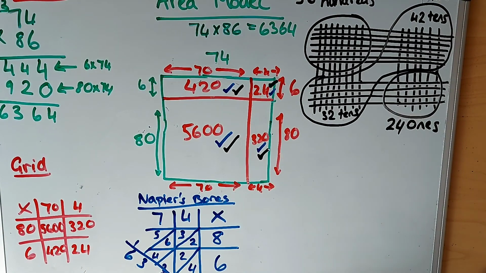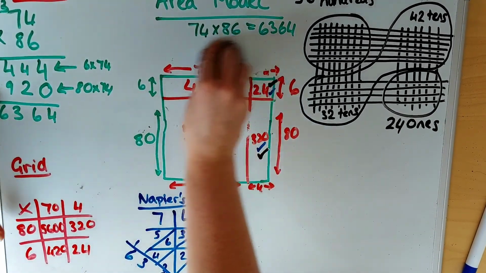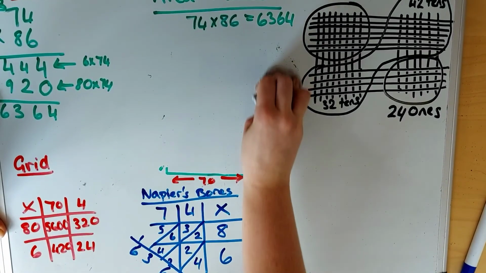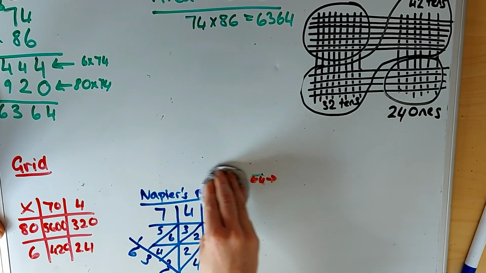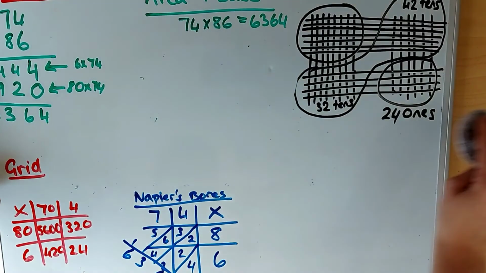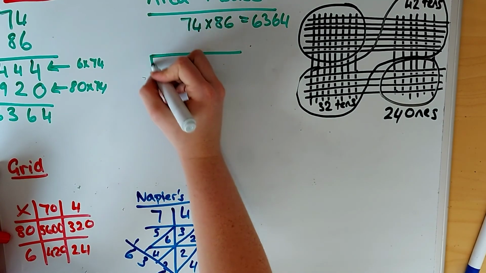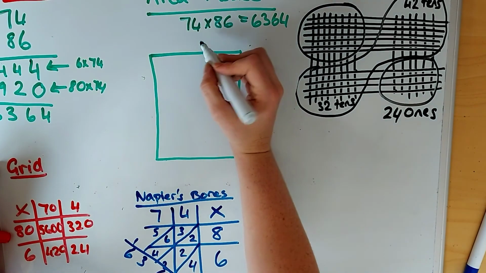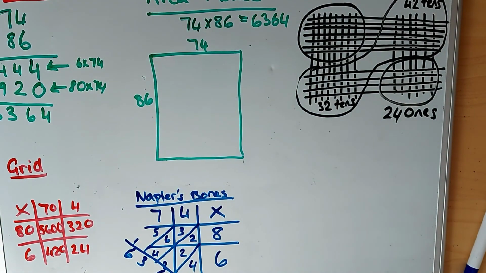Now, the Egyptian method is a little bit different. So I'm actually just going to rub this out and start my rectangle again, because this is the one which is the most different to the others. So let's draw my area again. So I had 74 by 86.